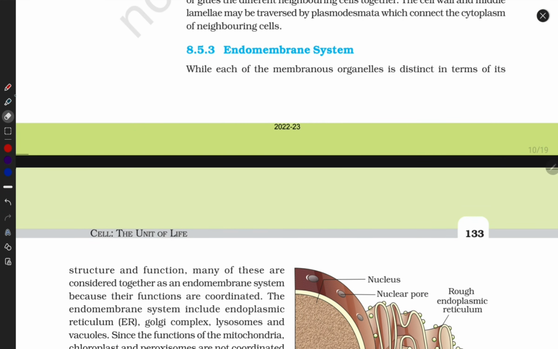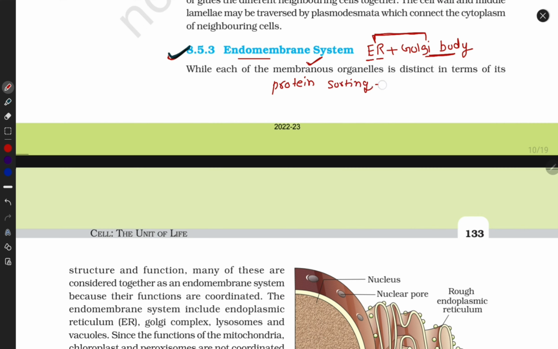Let's start with the endomembrane system. This endomembrane system is made up of the ER, endoplasmic reticulum, and the Golgi body. We are going to study the ER plus the Golgi body, and overall we call it the endomembrane system, because this system makes a huge contribution to protein sorting. Yes guys, protein sorting.